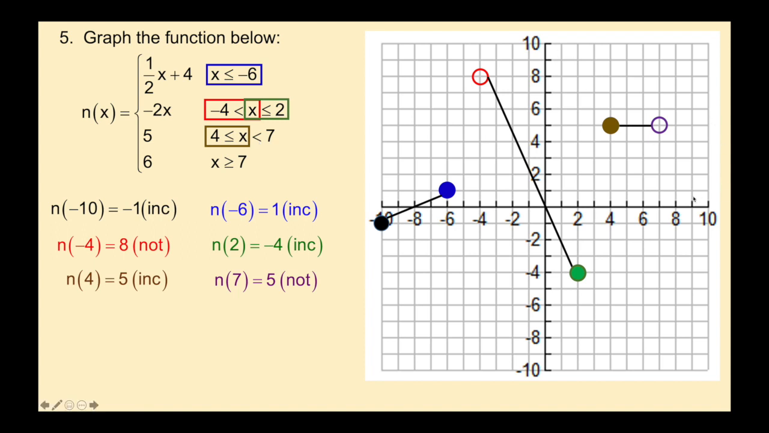Then finally, when I'm looking at 7 to 10, at 7, when I plug that in, it automatically is just going to give me 6. And that's going to be included because it does have the equal sign. So I'm going to go to 7, 6, and that is going to give me a filled in circle. From there, I'm going to end this at 10. So when I plug 10 in, once again, I just get 6. It's included. Plot that, connect it, and that would be the result.